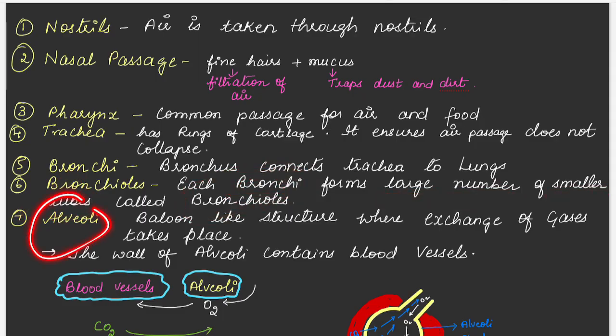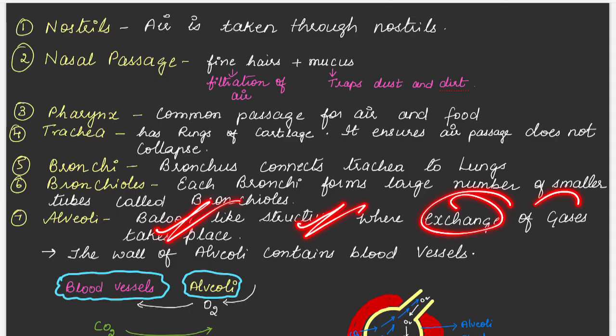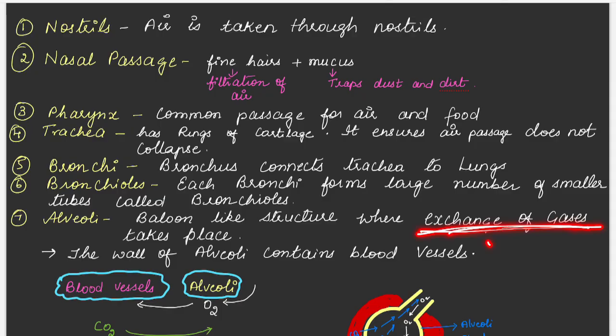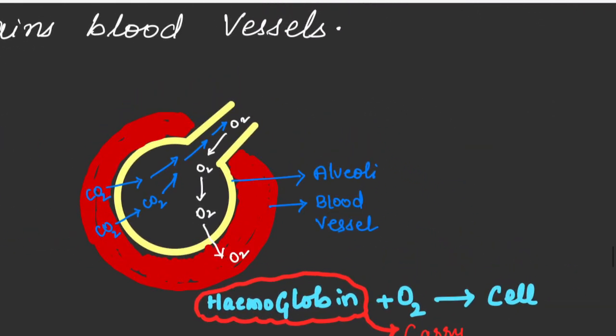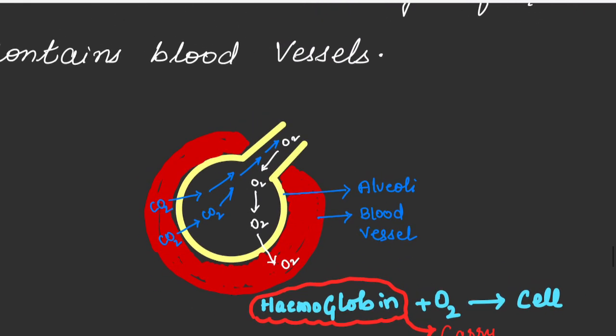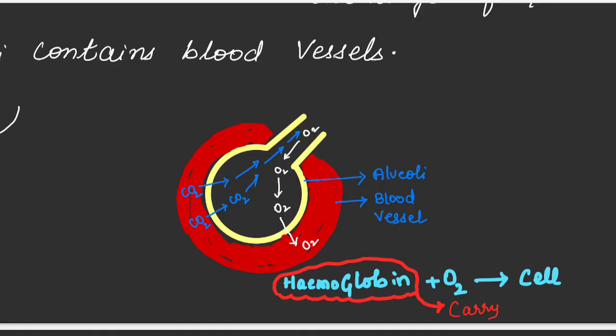And then next part is alveoli. So the balloon shaped structure where exchange of gases takes place is called alveoli. So which are the gases which will exchange? So mainly it is oxygen and carbon dioxide. So let us see. I have drawn one alveoli, that is a balloon shaped structure. How exchange of gases is going to take place.